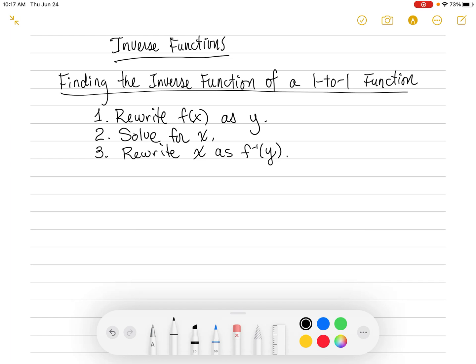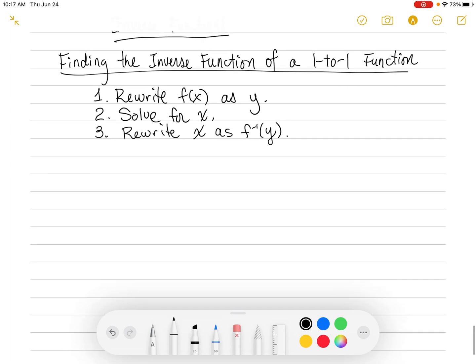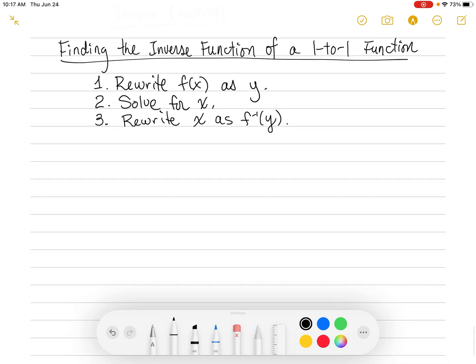So now we actually want to find out, how do you find an inverse function of another function? So that's what we're going to do. Basically, we're going to have a three-step process. We're going to start off with the function f of x, and we're going to rename the f of x y. Then we're going to solve for the variable x. And once you get the x all by itself, you're just going to rename it f inverse of y. And that'll be the process that we follow.